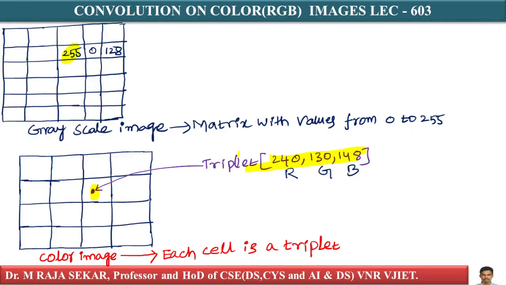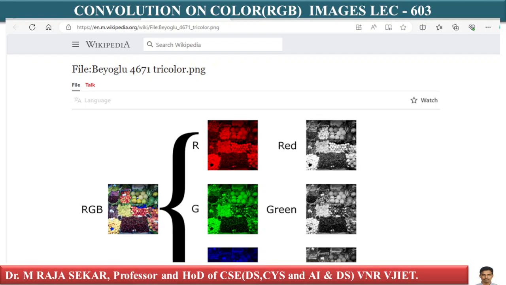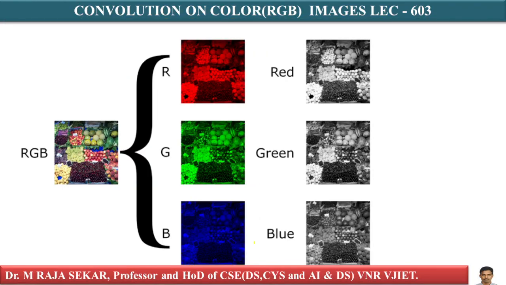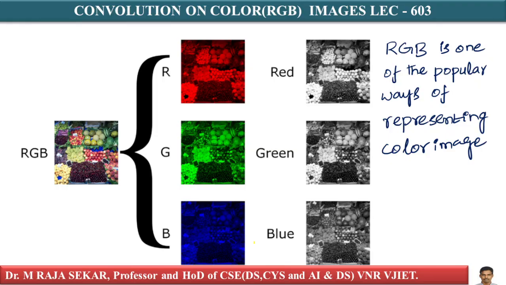If you go to Wikipedia and look for color images, this is a nice example. I will provide a reference link in the description section. Imagine this is an RGB image. There are many ways of representing color images. RGB is one of the popular ways of representing a color image. There are other ways also in image processing and computer vision.